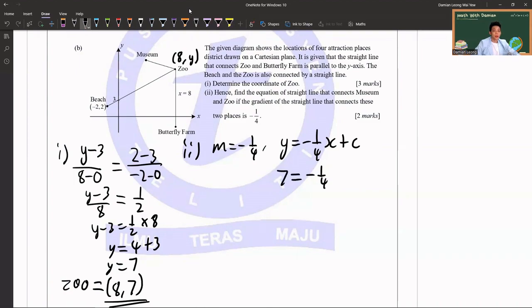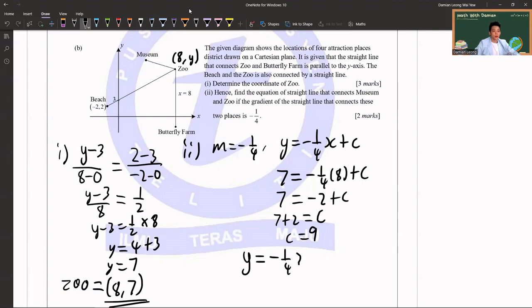7 equals -1 over 4 times 8 plus c. 7 equals -2 plus c. 7 plus 2 is c. C will be 9. So means y equals -1 over 4x plus 9. That's it. That's for the part B here.